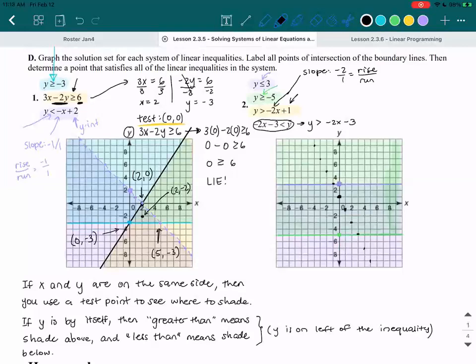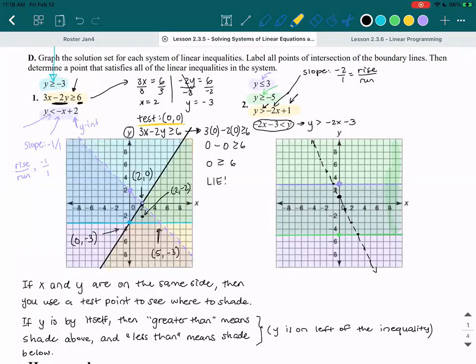Okay, so I have all these dots now. Do I want to connect it with a solid line or a dotted line? Take a look at our symbol. It says y is greater than. I do not see the equal to line underneath it, so that means we must use a dotted line. So I'm going to connect everything with a dotted line. Okay. So here I have my dotted line, and I must figure out, do I shade above or below? Y is on the left side of the inequality, so we're good.